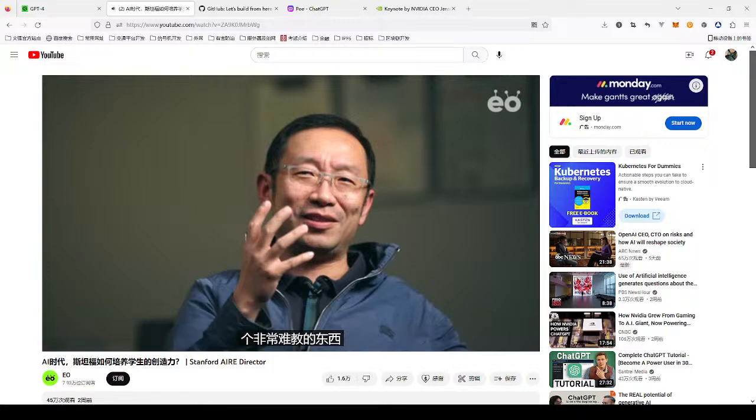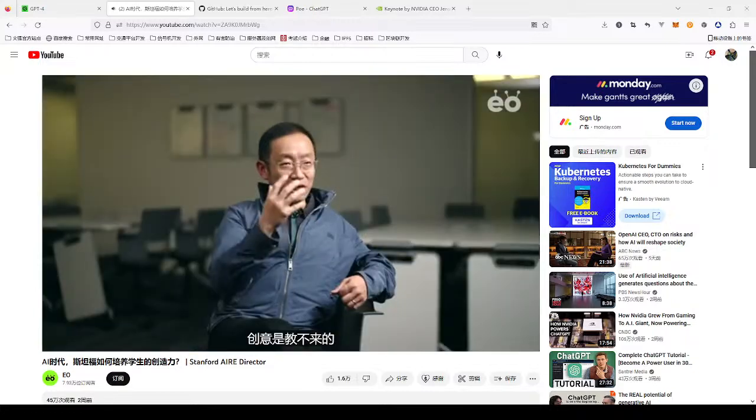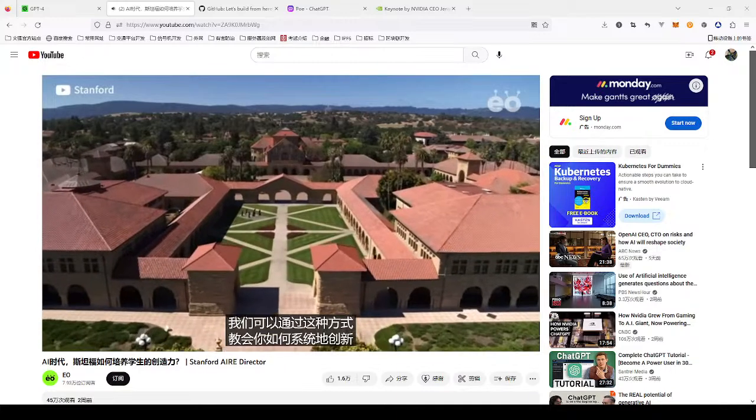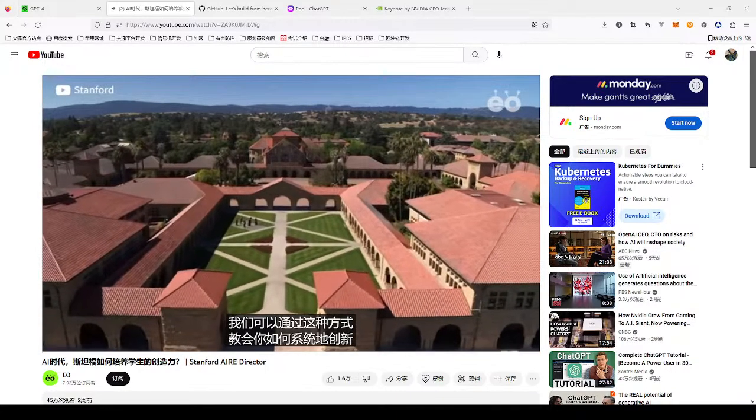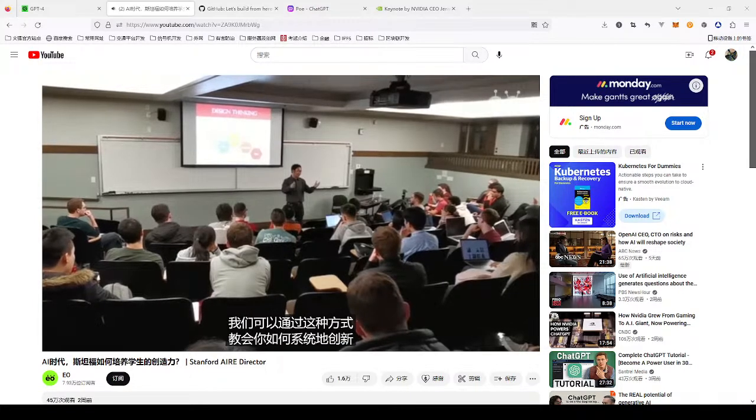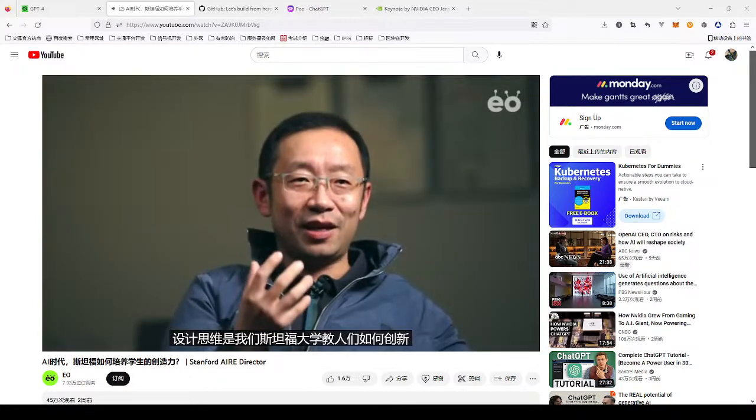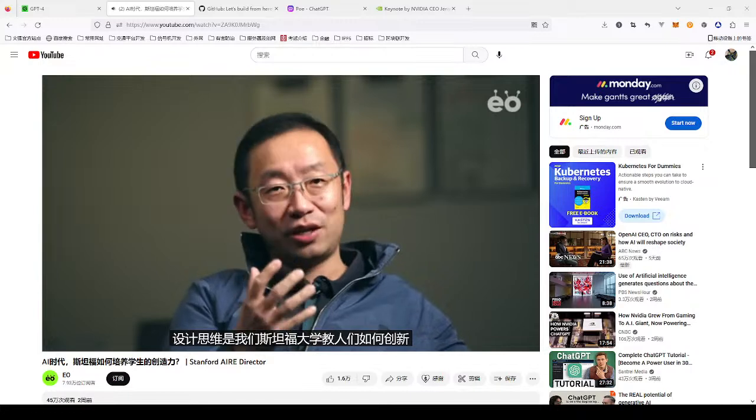It's something that is really hard to teach, or some people think creativity cannot be taught. How to teach people creativity? This thing got changed by Stanford design thinking. We can use this method to teach you how to systematically make innovations. Design thinking is a methodology that we use here at Stanford to teach people how to make innovations.